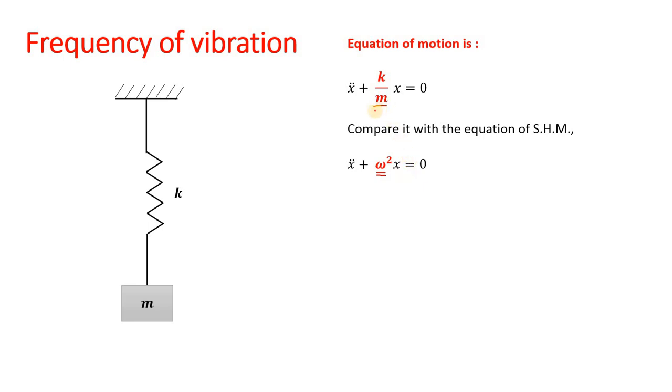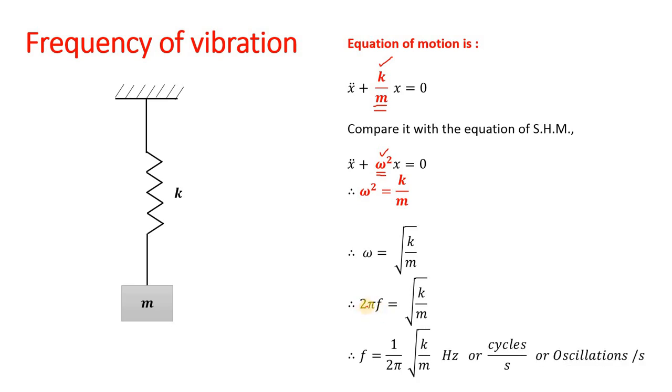Now compare with the equation of motion that we have just obtained. So we can say that this omega square is equal to k upon m. Therefore, taking square root on both sides, we can say that omega is equal to root of k by m. Now omega is 2 pi f. So f is equal to, transferring this 2 pi to the other side, 1 upon 2 pi square root of k by m, in hertz or cycles per second or oscillations per second. So this is the frequency of vibration of this spring mass system.